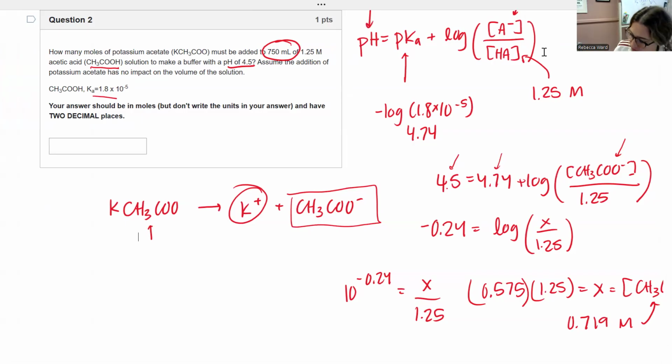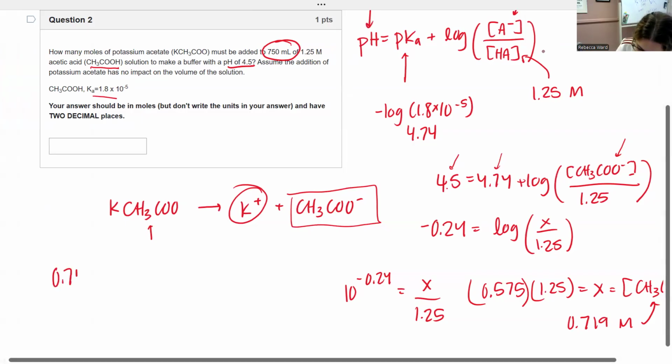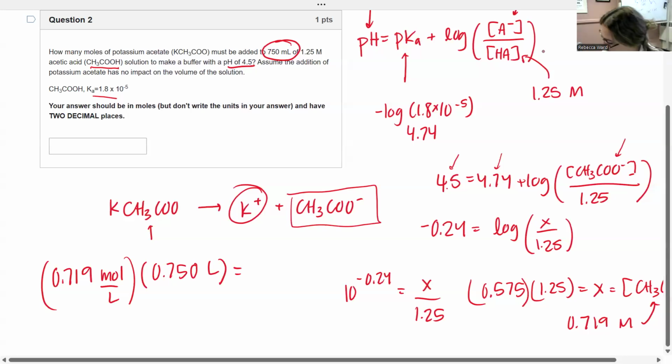Okay, so let's do that now. 0.719 moles per liter, and I want to make 750 mL, so that's 0.750 liters. And that's going to be 0.54 moles of the potassium acetate.